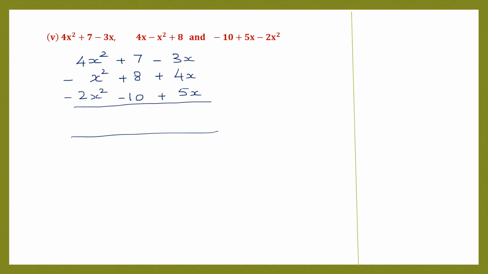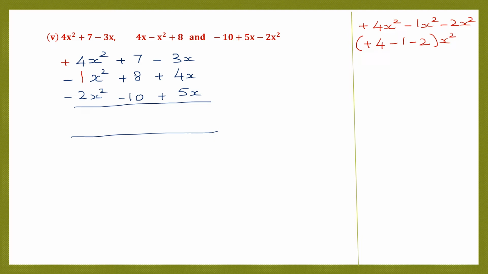Now let's take the x square column. So before that, let's fill up what was missing. So in the first row, everything is there. In the second row, 1. Okay, and everything else is there. So let's take the x square column. Plus 4x square minus 1x square minus 2x square. That is plus 4 minus 1 minus 2x square.